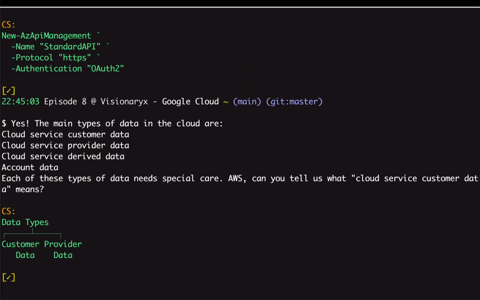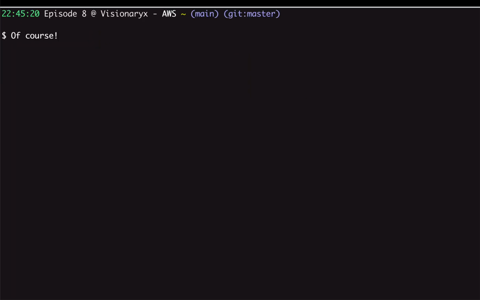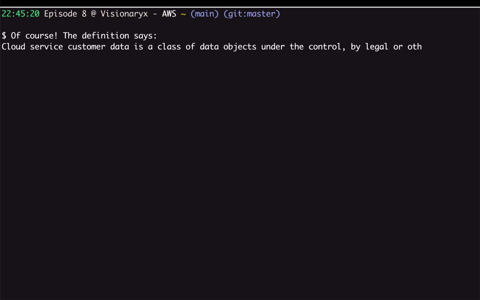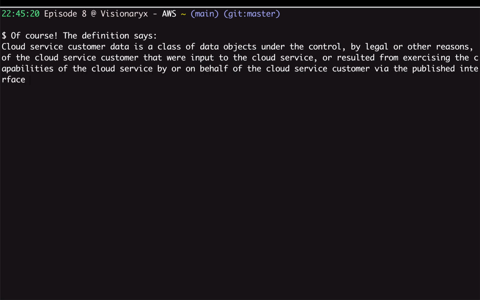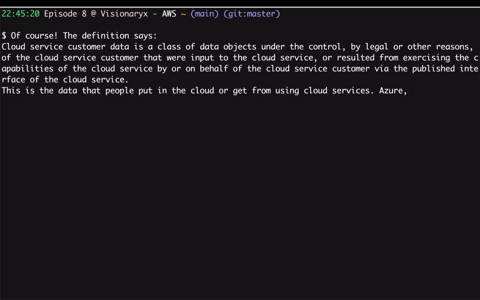AWS, can you tell us what cloud service customer data means? Of course. The definition says, cloud service customer data is a class of data objects under the control, by legal or other reasons, of the cloud service customer that were input to the cloud service or resulted from exercising the capabilities of the cloud service by or on behalf of the cloud service customer via the published interface of the cloud service. This is the data that people put in the cloud or get from using cloud services.